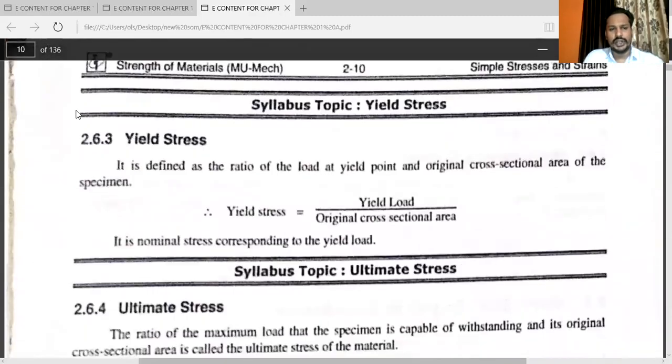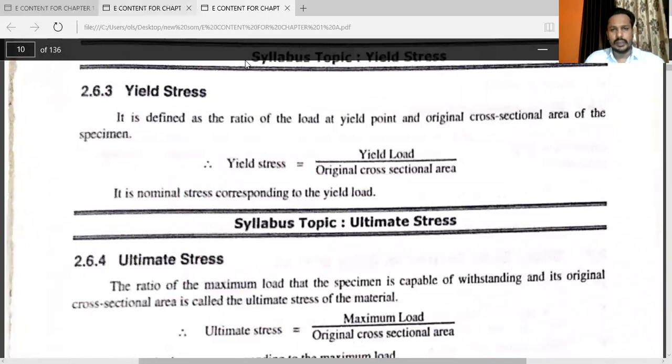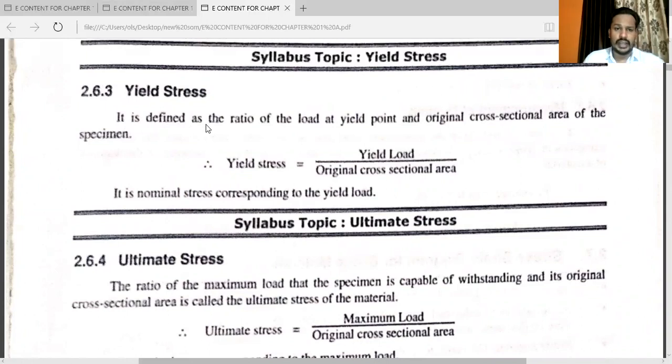Please highlight each and every point. Another syllabus topic, that is yield stress. Yield stress is defined as the ratio of load at yield point and the original cross-sectional area of the specimen. So yield stress is equal to yield load upon original cross-sectional area. It is the nominal stress corresponding to the yield load.